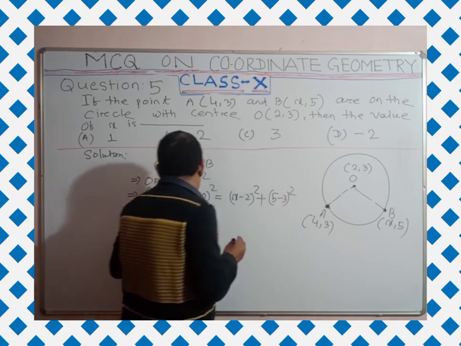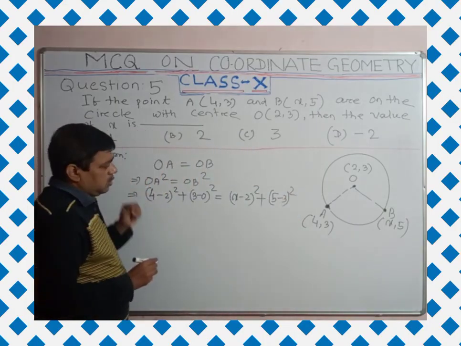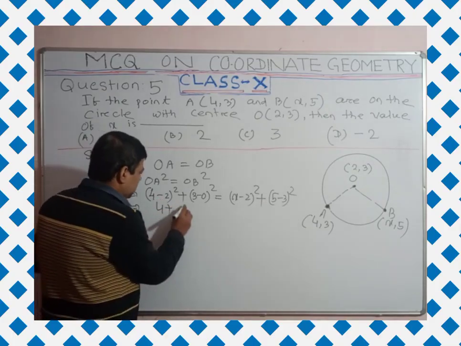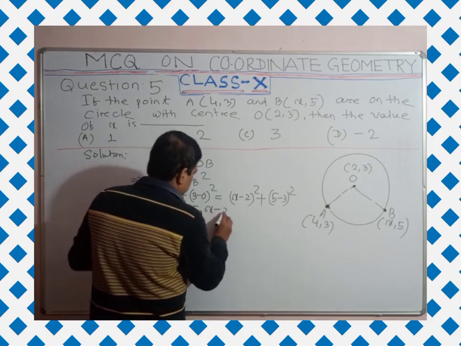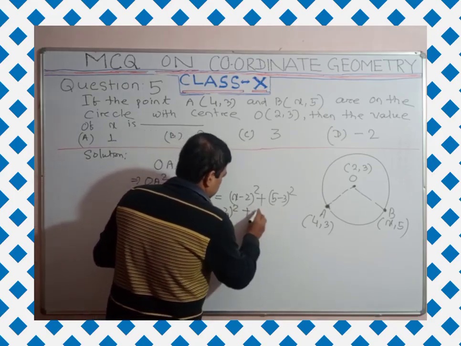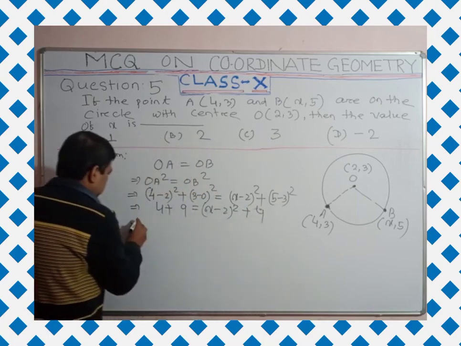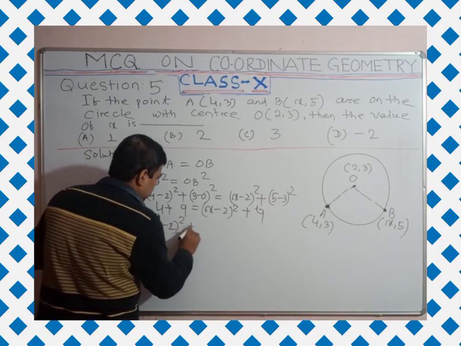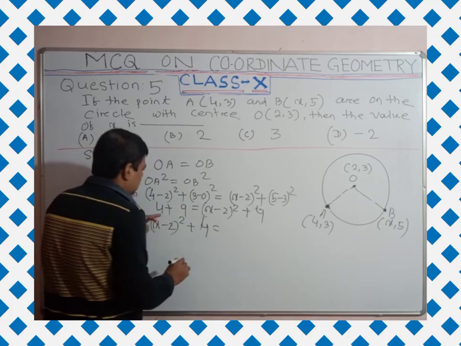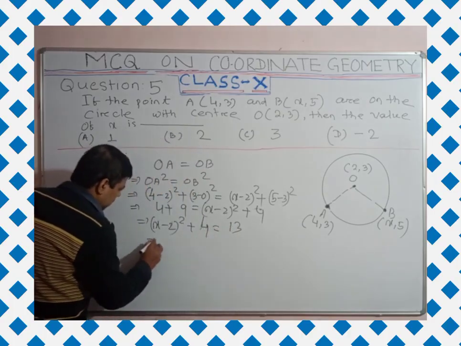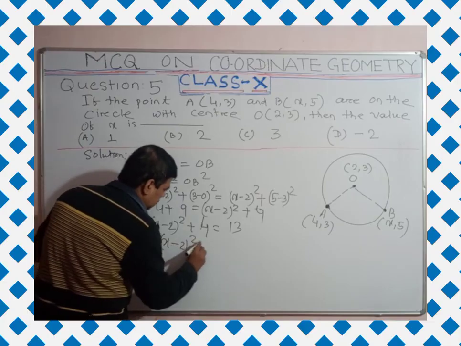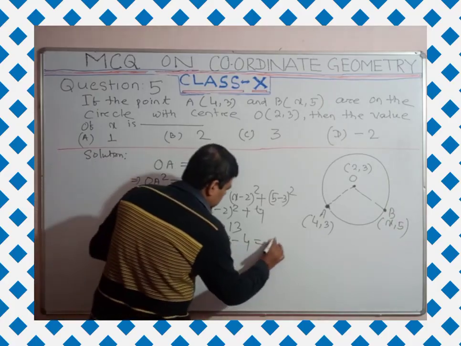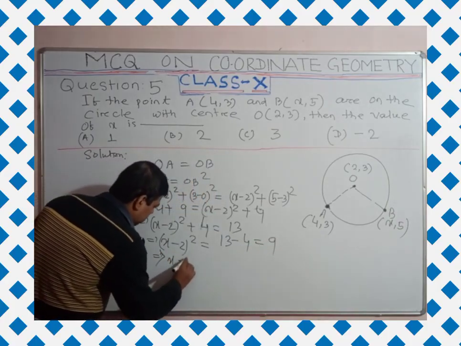Understand or not? So look here, (4 minus 2) whole square is 2 raised to the square, 4. Here 3 minus 3 is 0, which gives 0. And this is equal to (x minus 2) whole square plus (5 minus 3) whole square, 2 squared, how much? 4. That implies 4 is equal to (x minus 2) whole square plus 4, and 9 plus 4 is 13. Yes or no? So (x minus 2) whole square is equal to 13 minus 4. Transposing, it is 9. Yes or no?